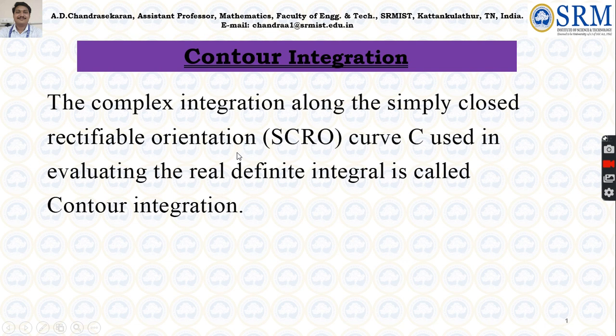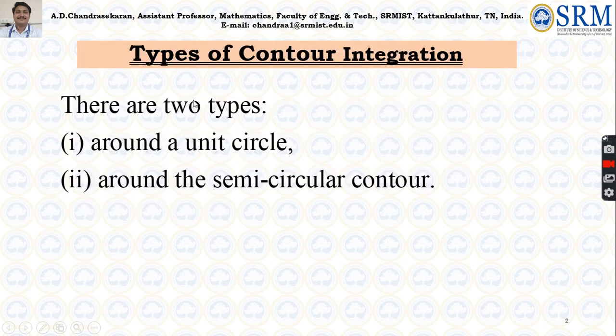And there are two types of contour integration models. The first type is around a unit circle, and the second one is around the semicircular contour. Now let us move on to the first one, the unit circle. What is in the unit circle? The radius is 1. That means C is mod Z equal to 1.